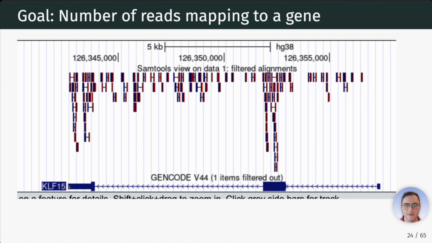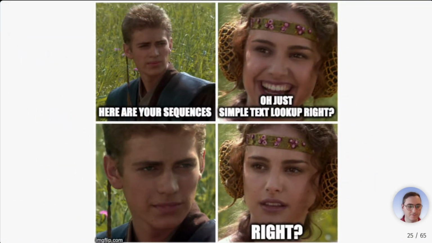How would we get there? I mean, we have our genome sequence, we have our RNA sequencing data in this FASTQ file. All we need to do is now just look up the sequence, right? And then we check for the overlap, have our gene expression value. That should be straightforward. Well, it's a little bit more complex.